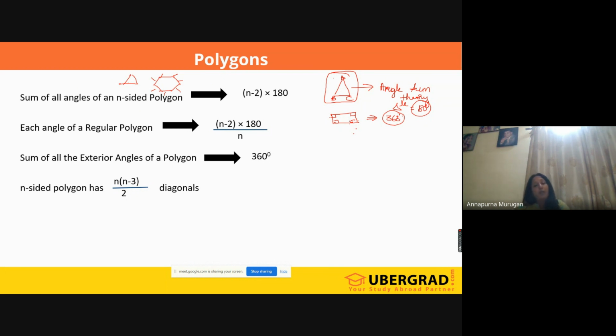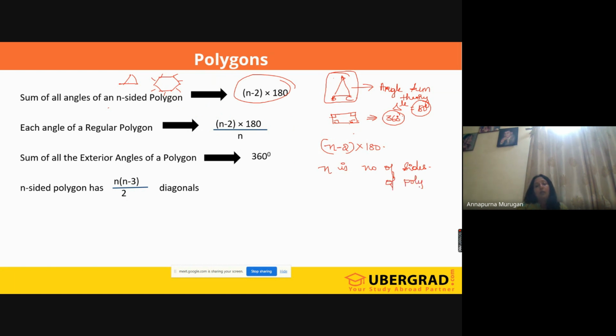So how do you find out the total internal angle of any polygon? We have a formula here. To find the sum of all the internal angles of the given polygon, it is given by n minus 2 into 180 degrees, where n is the number of sides of the given polygon.